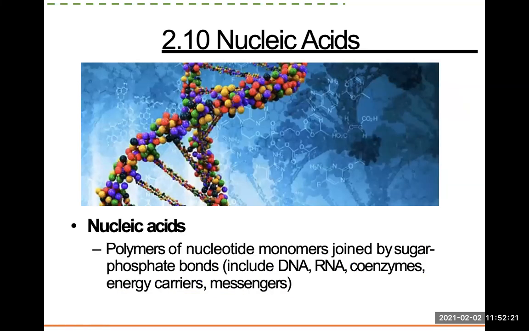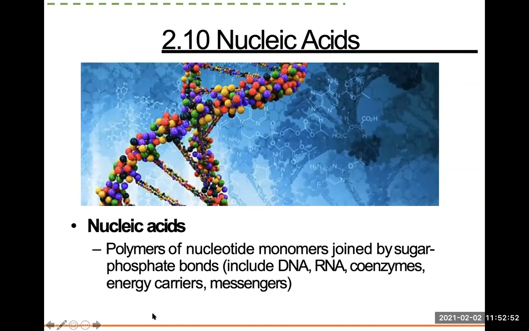So I said in the beginning, polymers. So here is the definition. Polymer of nucleotide, that means when you put a lot of nucleotides together, it's gonna give you nucleic acid. And this includes DNA, RNA. You don't need this in your diet. So DNA, RNA, some coenzymes. We talked about enzymes and they speed up chemical reactions. Some coenzymes can be assisting them, and or energy carriers and messengers.